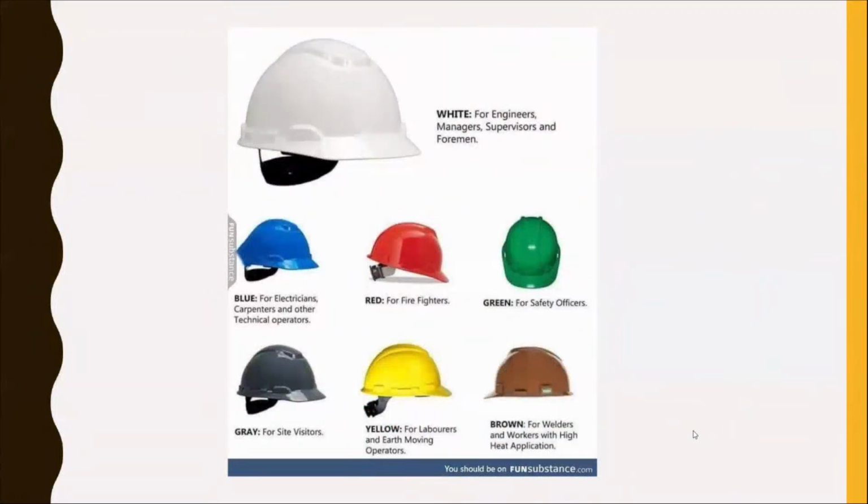There are different color codes given for helmets. But basically, every helmet gives the same function, to protect your head. The color codes are given based on the profession. You can see for engineers it is white, and electricians have blue. Likewise, based on the profession they have given this color code, but the primary purpose of the helmet is to protect from injuries.